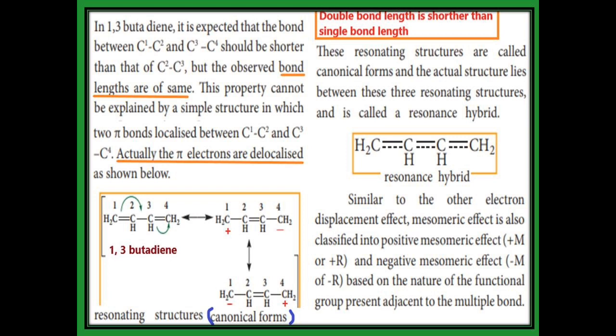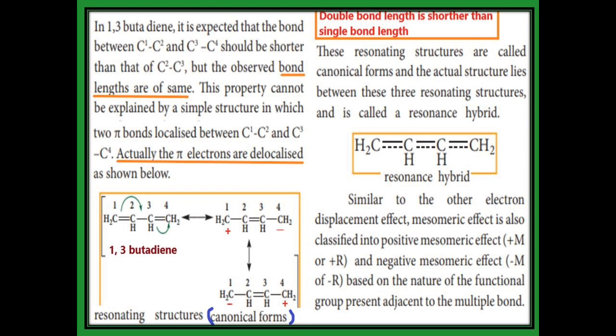1,3-butadiene: see the structure indicated in the orange box on the left-hand side. The first and second carbons have a double bond, the second and third carbons have a single bond, and the third and fourth carbons have a double bond. But if we observe the bond lengths, a double bond is much shorter than a single bond. But here all the bond lengths are the same. Why are we getting this? Because the pi electrons are delocalized.